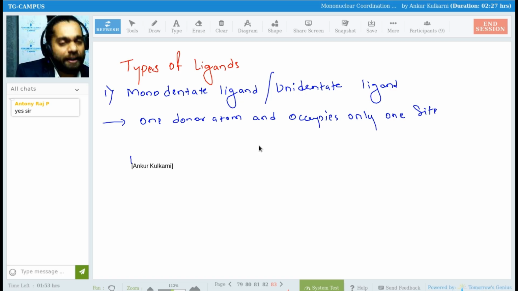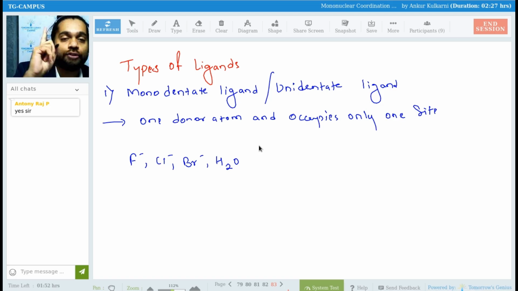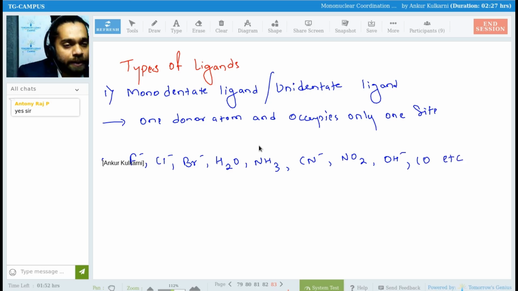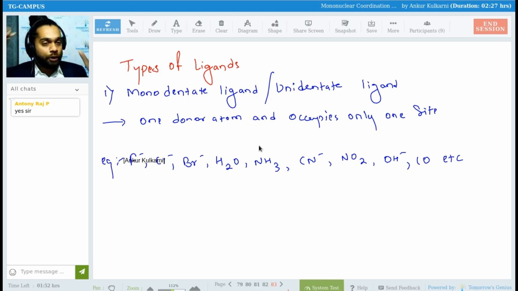Simple. Your F minus, even your ammonia, your Cl minus, your Br minus, H2O, these are all your monodentate ligands. Why? Because they form a single bond basically. Are you getting it, everyone? They are just occupying only one site. They have only one donor atom. They form only one bond. Even ammonia, even your CN minus, NO2, OH minus, and CO, etc. I want you to write down the examples. These are your monodentate ligands. I hope you are getting it.